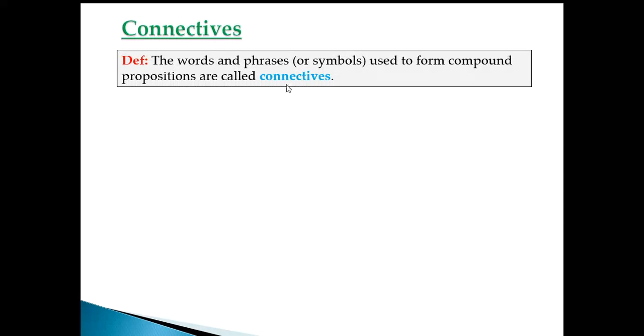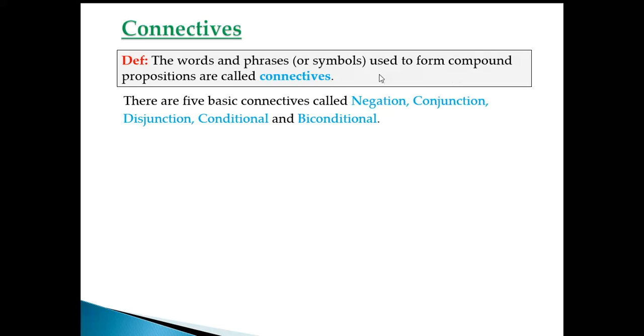So what are connectives? In propositions, the words and phrases, or we say the symbols, used to form compound propositions are called connectives. What are compound propositions? If we talk about only one proposition, it is just P. But if we have two or more sentences and we want to combine them, that is called a compound proposition. The words we use to combine these sentences are called connectives.